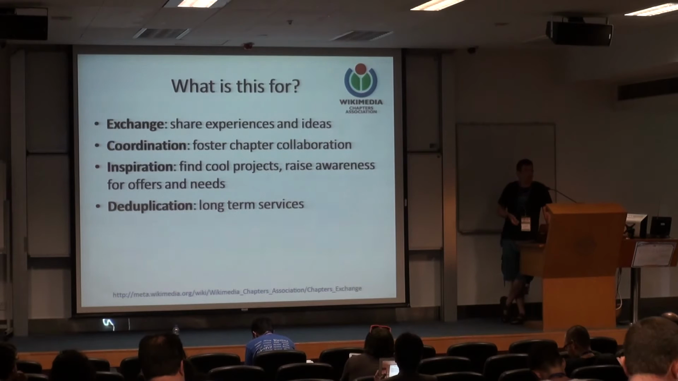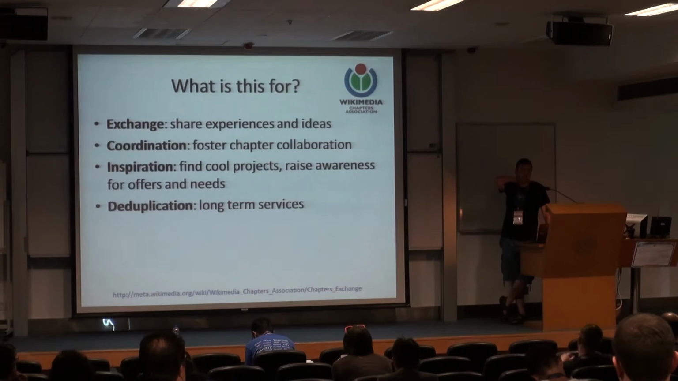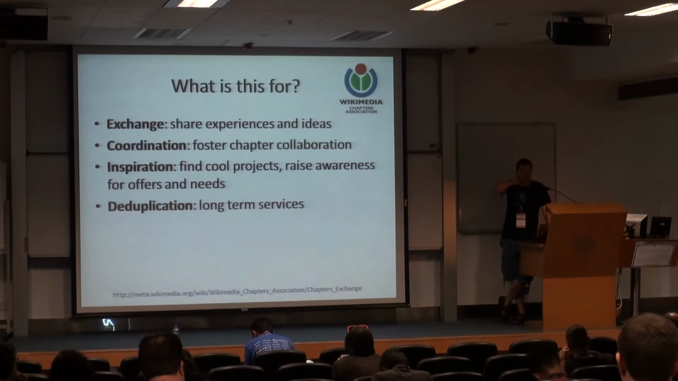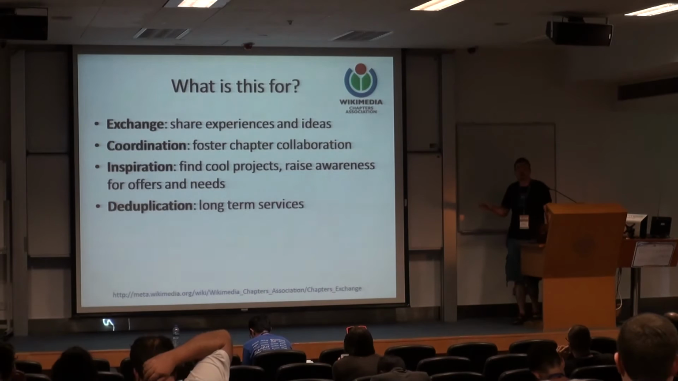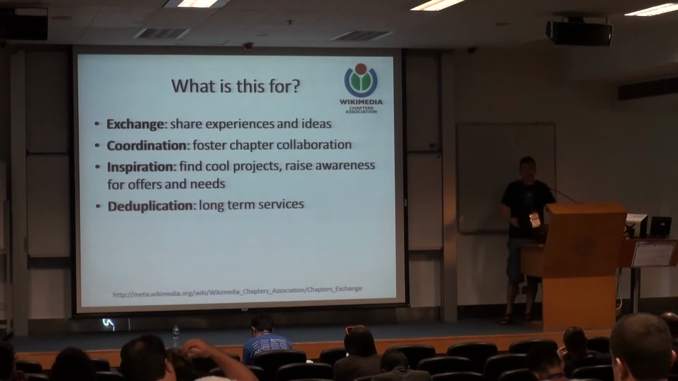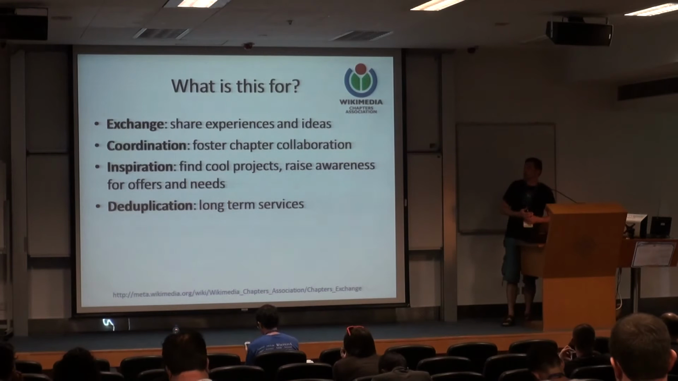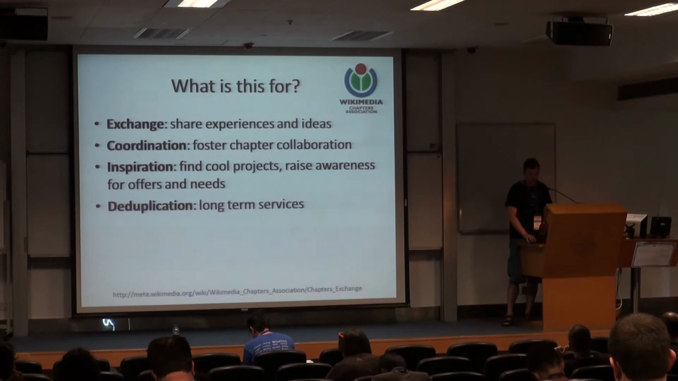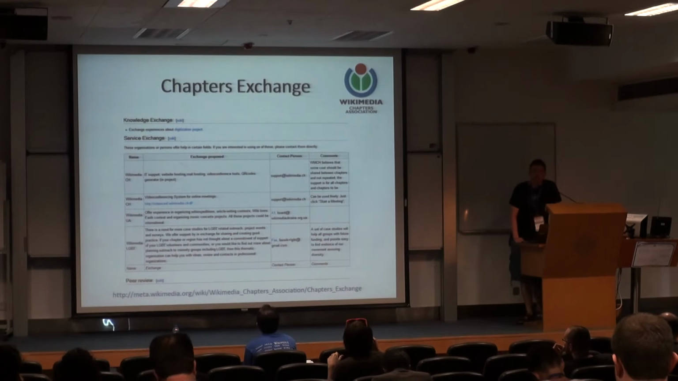As Mikhail said before, a lot of chapters, and I hope most or even all organizations, have to care a lot about how and what they spend their resources on. I don't think within the movement there's any organization that has resources just to give away. So we always need a reason for that, and we always need to try to be more effective with the time we have. Okay, so what does it look like? This is basically a page on Meta as of now.